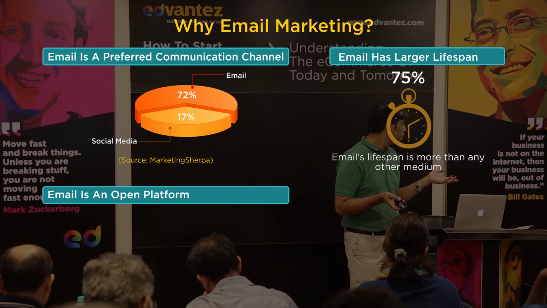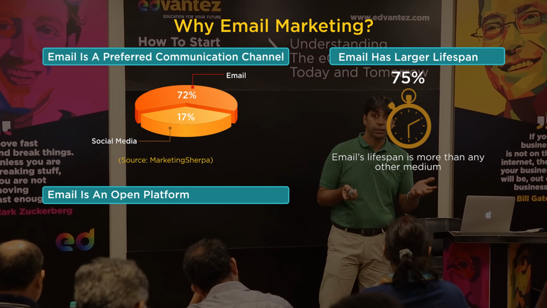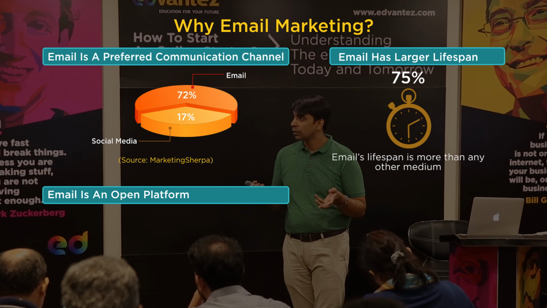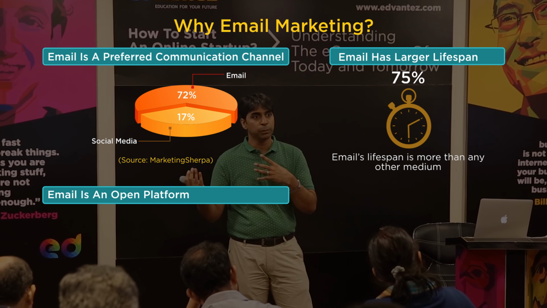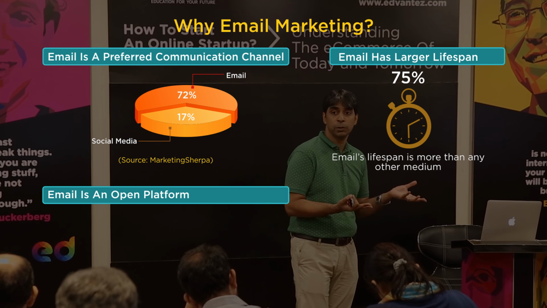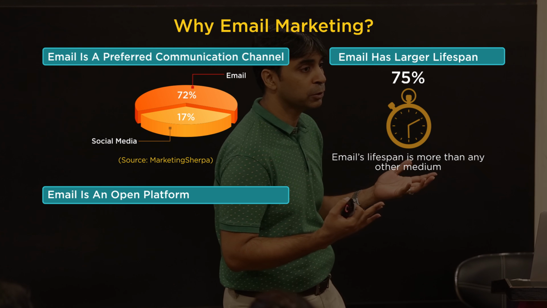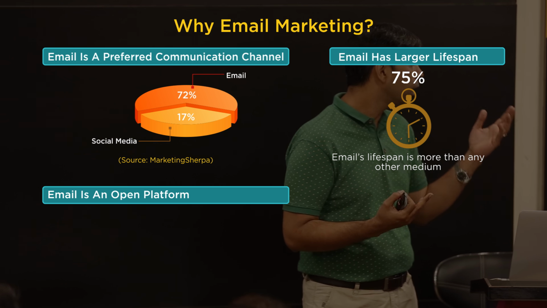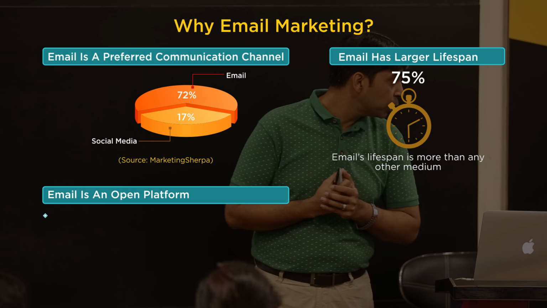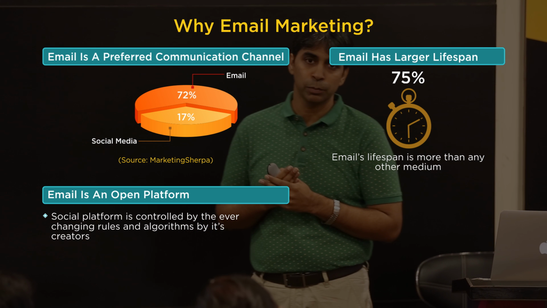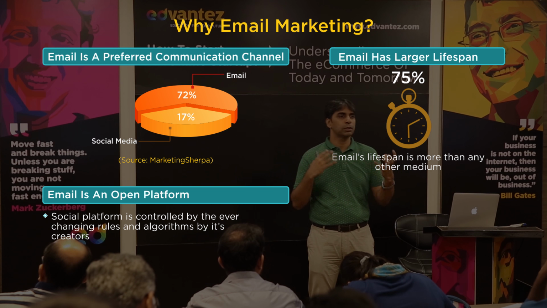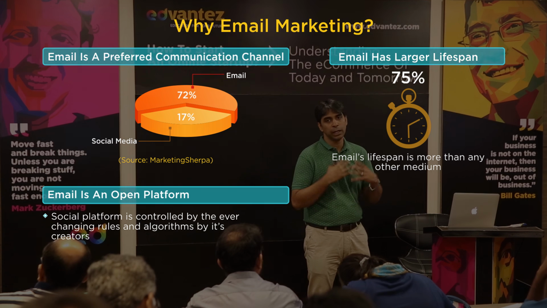Email is an open platform, so you control the platform. You can use other platforms to send your mail, but you can choose to have your own. You can have your own email servers to send out email, versus social media, which is controlled by algorithms. Here you can decide what kind of messaging you want, however you want.